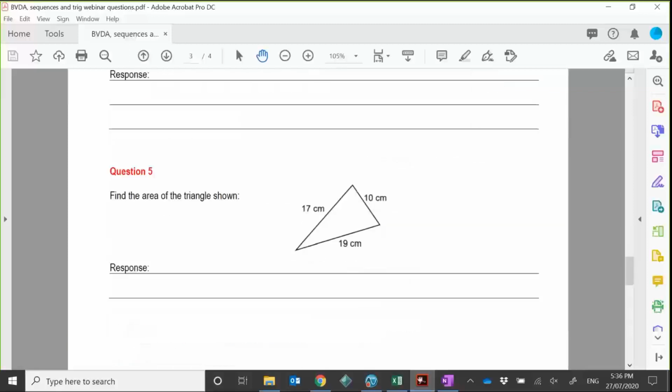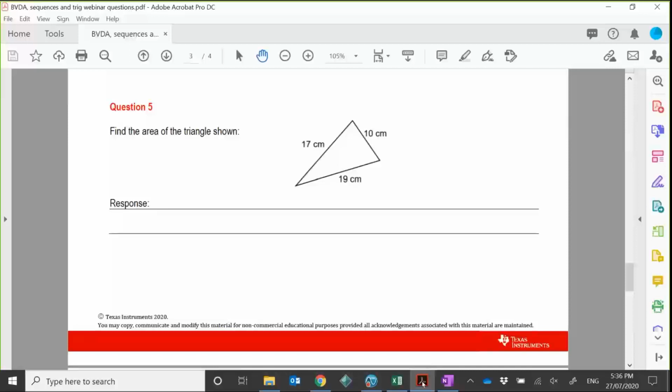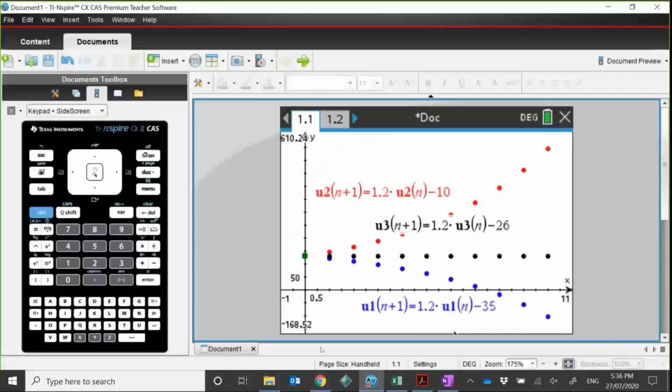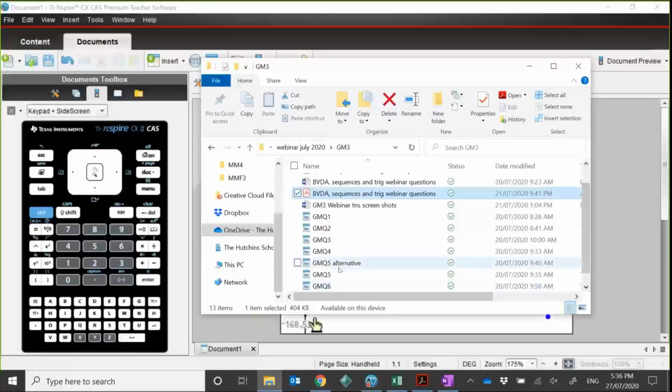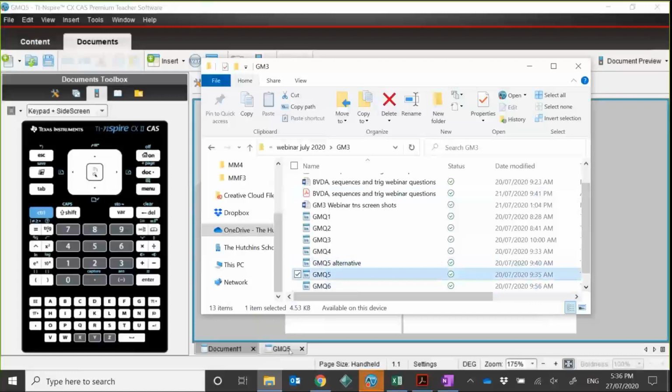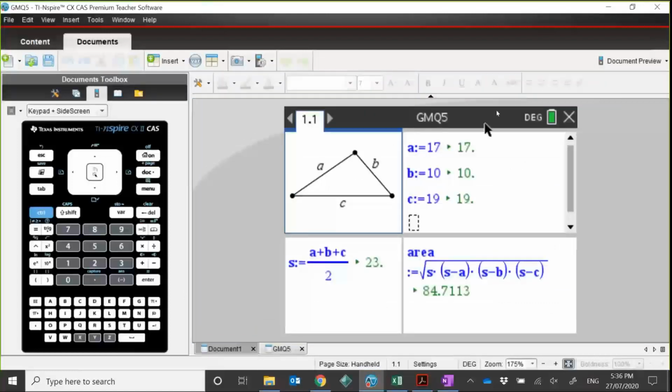All right, question 5. This is a Heron's formula question. Now, the TI-Nspire files that you can download from this webinar are available to you, and I'm going to show you what you can download. Okay, so I am going to open up the file, and the file that we're looking at is question 5. Okay, and if you download the TI-Nspire file, this is what you'll see. There is a picture of your triangle. Here are the entries for A, B, and C. Here is the semi-perimeter, and here is the area.